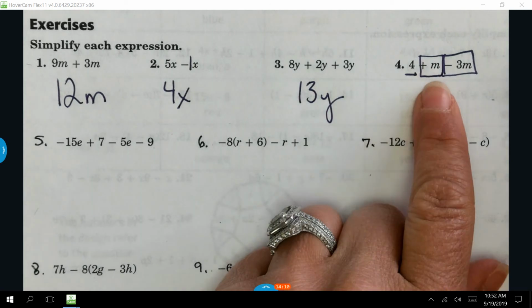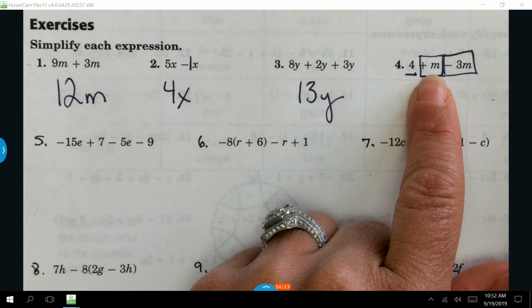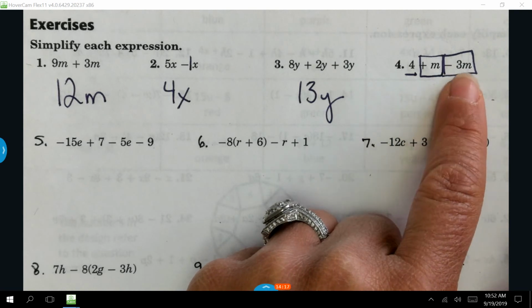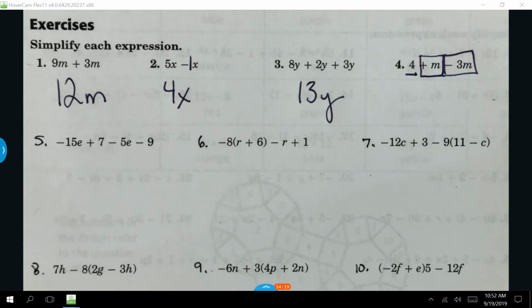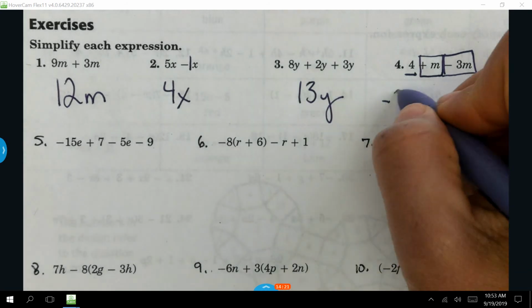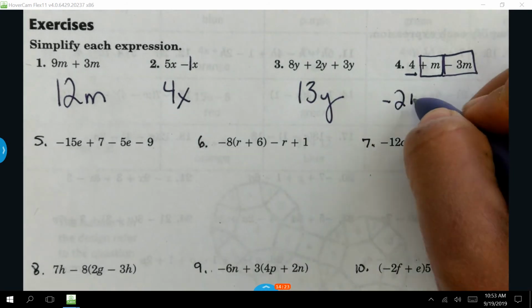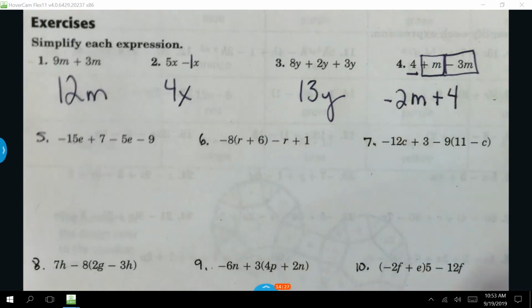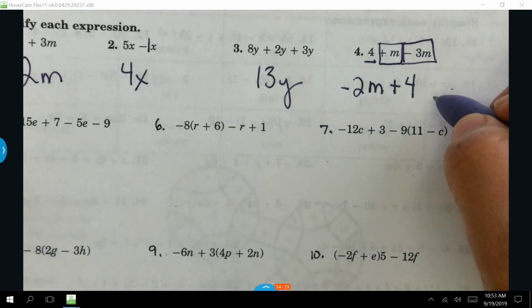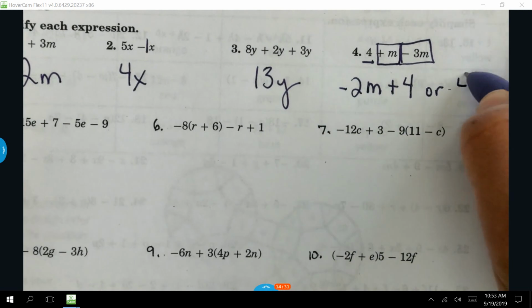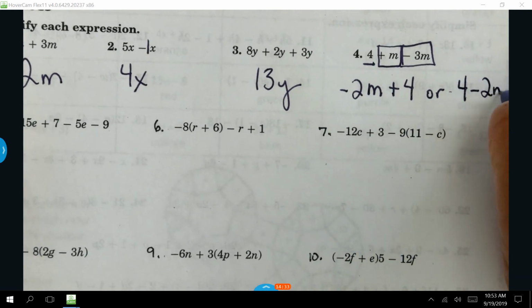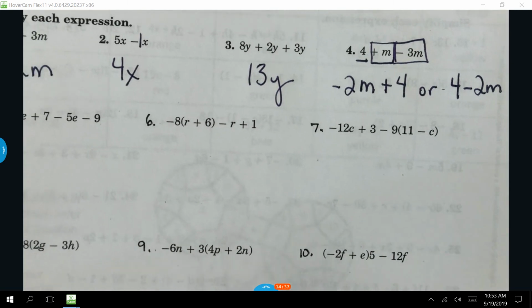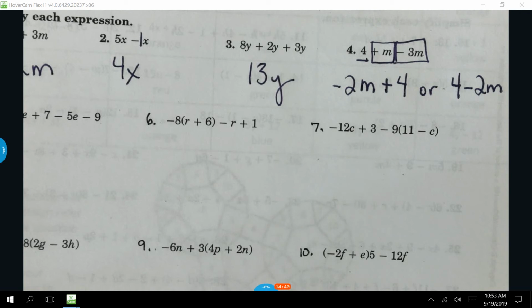So what is really here? How many m's are here? 1, and then how many m's are here? Negative 3. So what's 1 minus 3? Negative 2m, and I'm just going to put plus 4. Now, if you put 4 minus 2m, it's the same thing. What matters is the sign in front, that you got the signs correct.